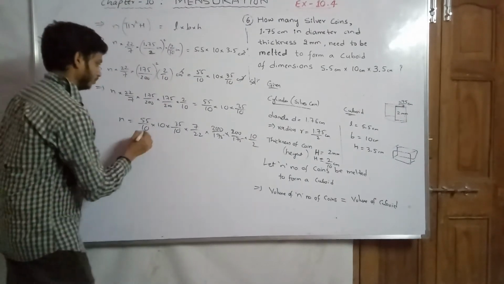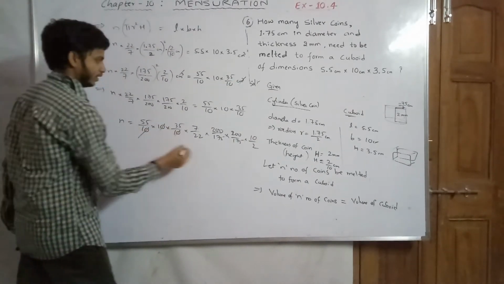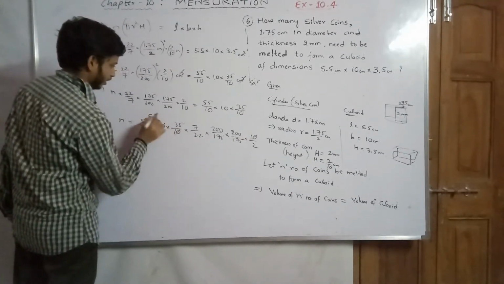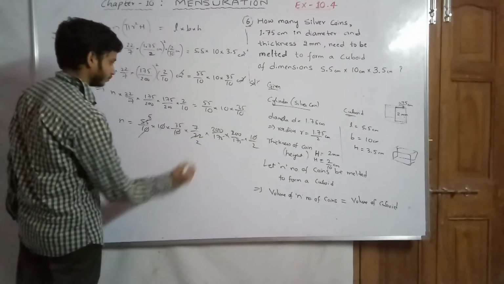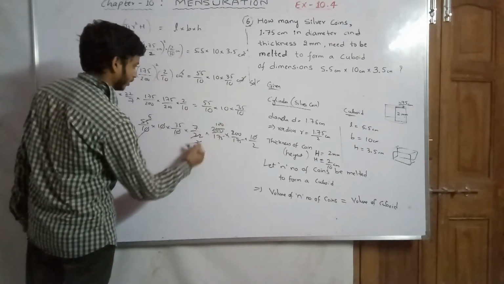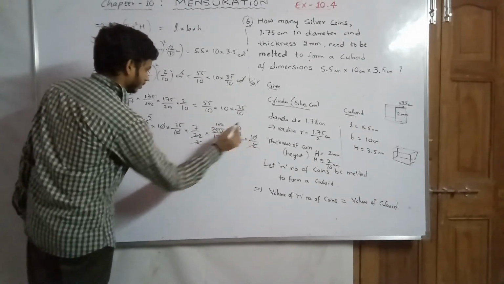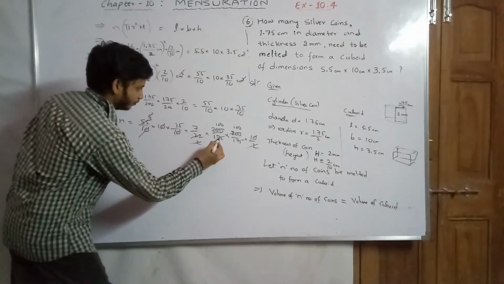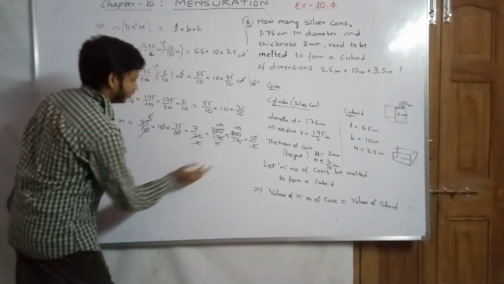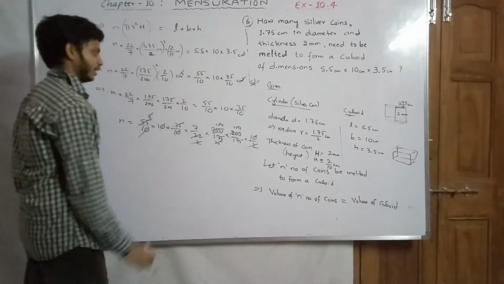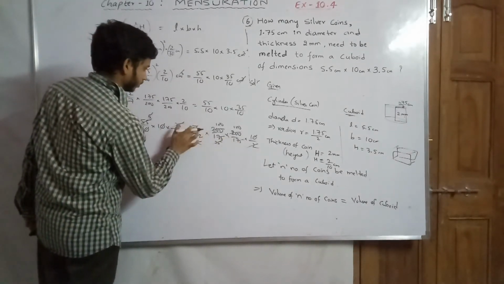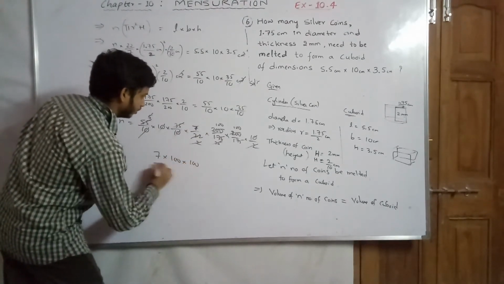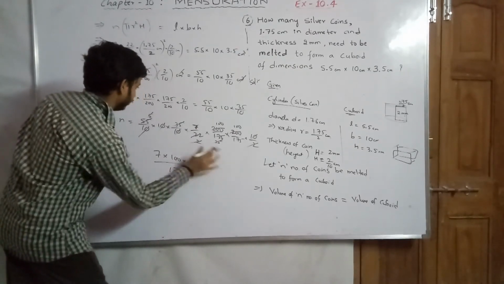Now the 10s cancel. Next, 11 twos are 22, and 200s are 200. Then 5 threes are 15, 5 fives are 25. Next 35 cancels with 7, and 7 into 100 into 100 by 175 remains.